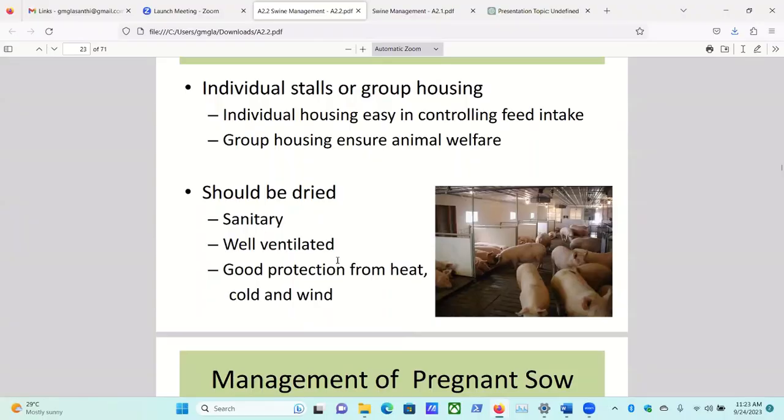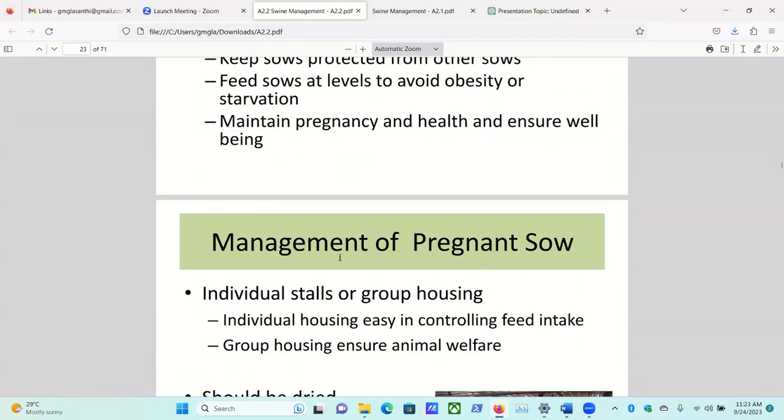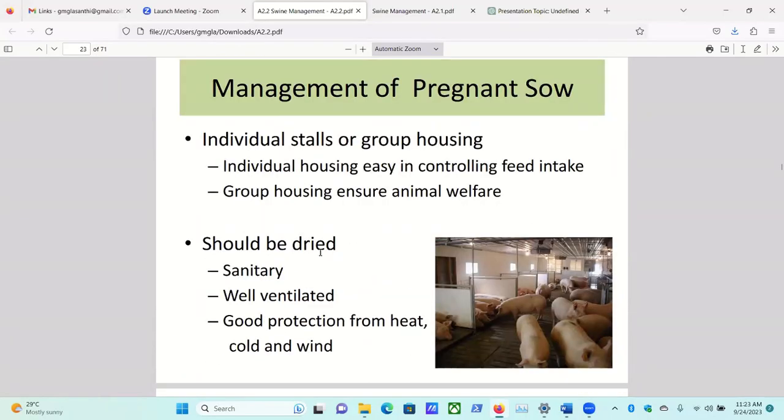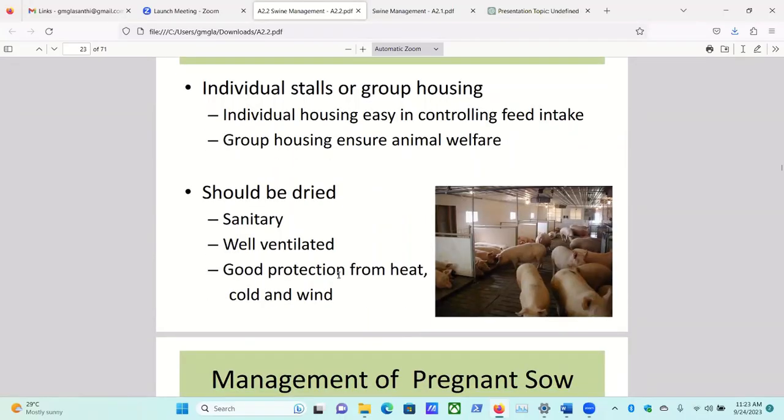At the same time, the floor of the housing system should be dry enough, well ventilated, and give good protection from heat and cold.